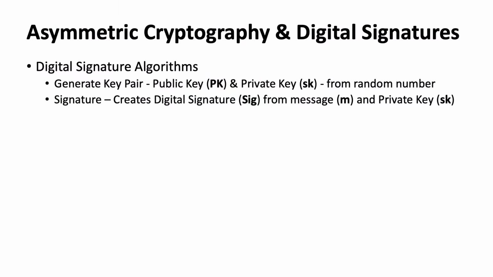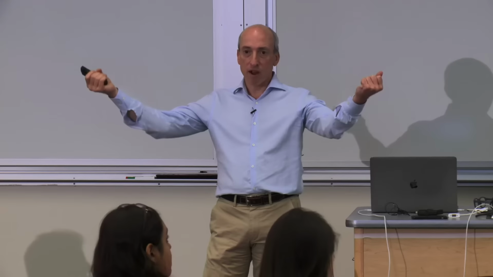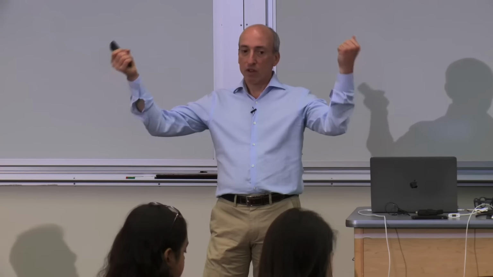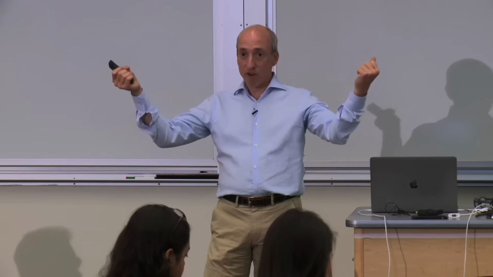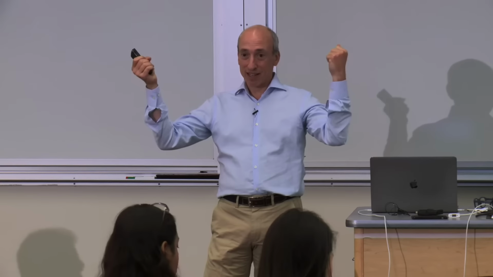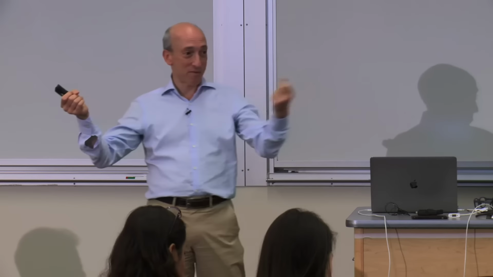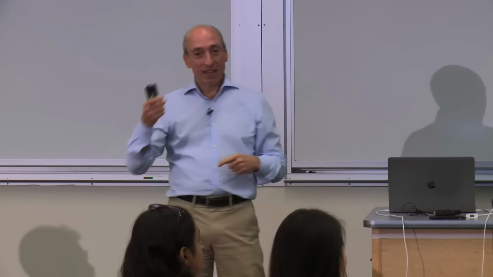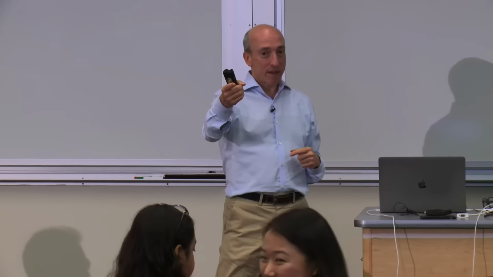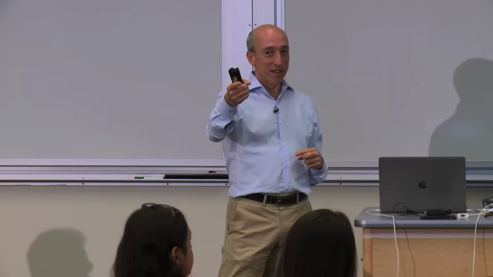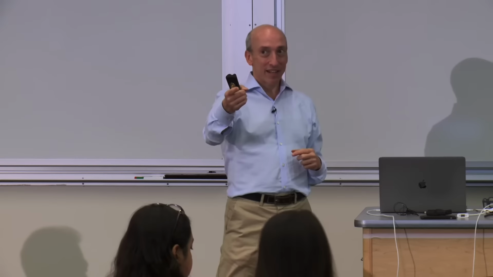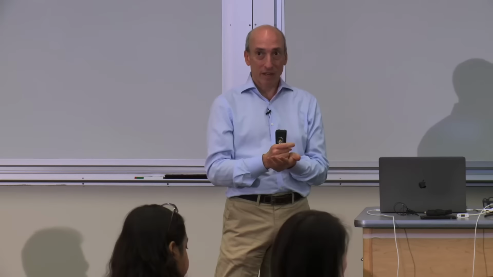There's a signature function, and the key thing is you can create a digital signature from a message and a private key. So if Kelly has a private key and wants to send a message to somebody across the room, Isabella, you want a message from Kelly? Kelly's going to take the message, and you're going to sign it with a private key. You send it over to Isabella.